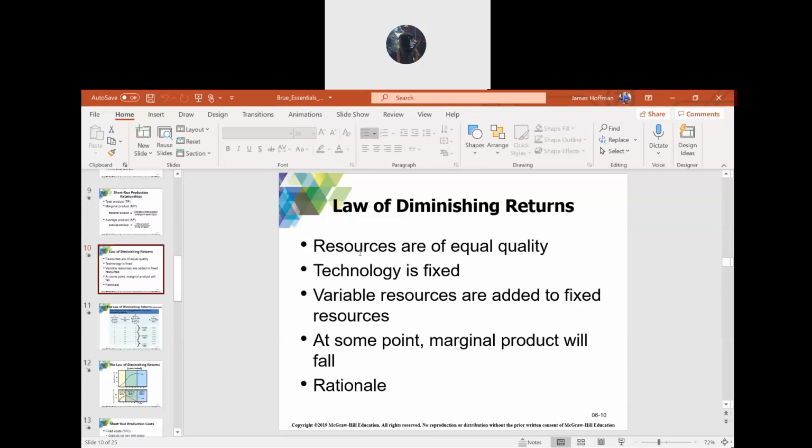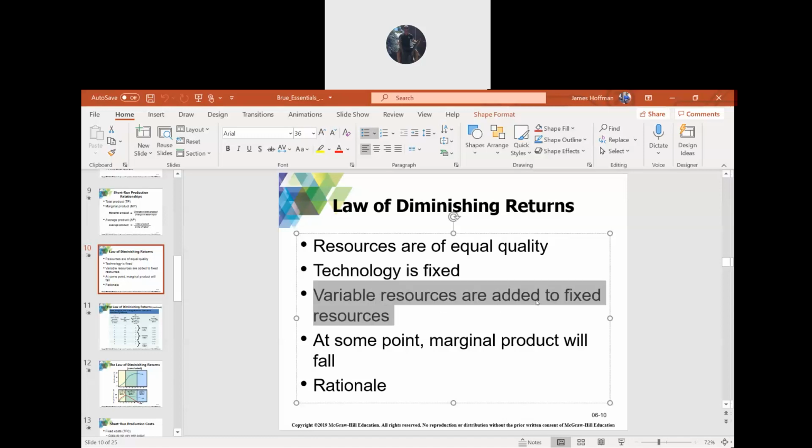All right. So let's assume that for the purpose of this concept, the resources are of equal quality. We're trying to illustrate the point of diminishing returns. So let's assume that across the industry, like across the shoe industry, everyone has the same quality of resources for now. Let's assume technology is fixed for now. Technology changes occur in the long run. We're in the short run.